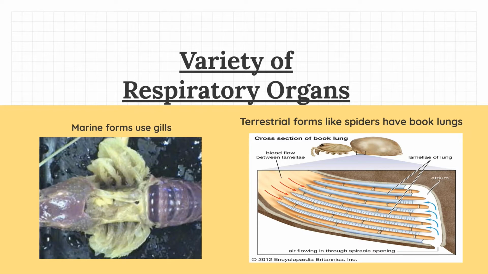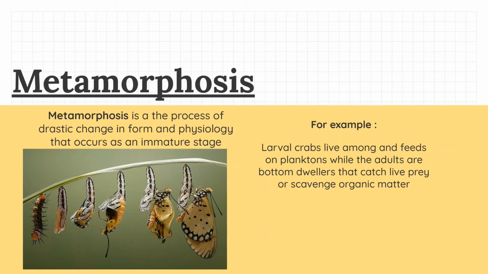So, for marine forms of arthropods, they use gills, which are vascularized, highly convoluted, thin-walled tissue specialized for gas exchange. And on the right side, which is a spider, a terrestrial form, they have book lungs, or trachea, which means windpipe. Trachea serve as a rapid way to transport oxygen directly to the cells, and I believe we all have learned this before.